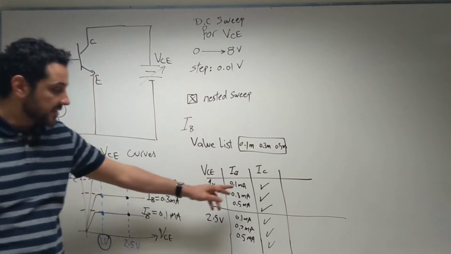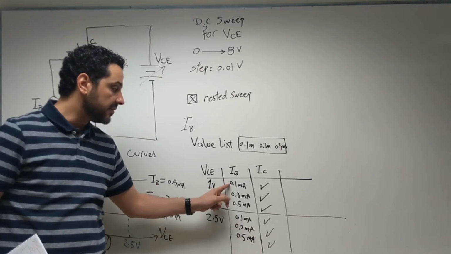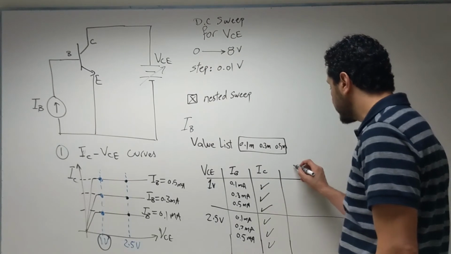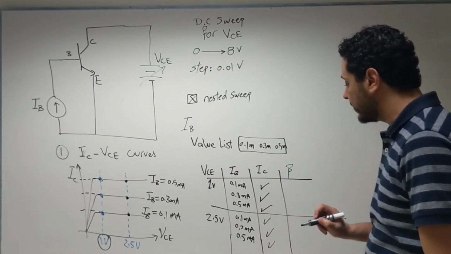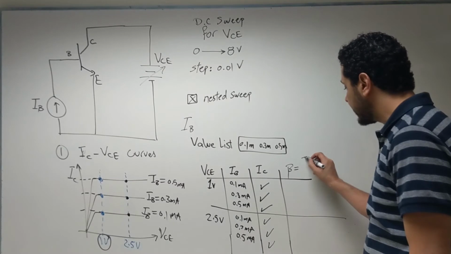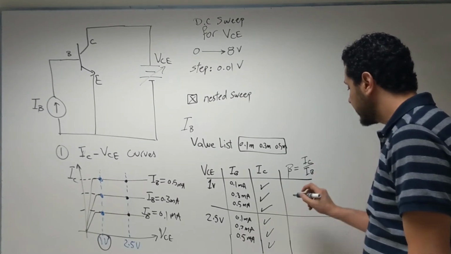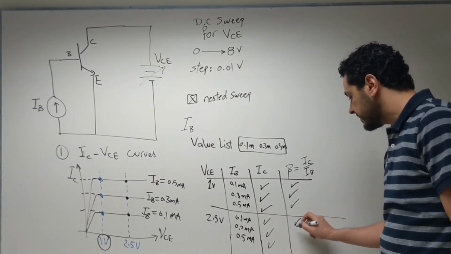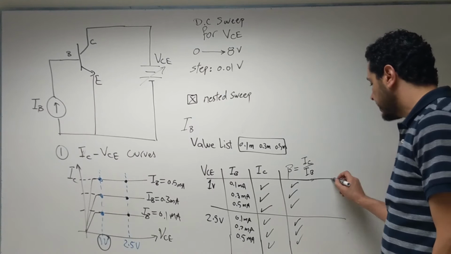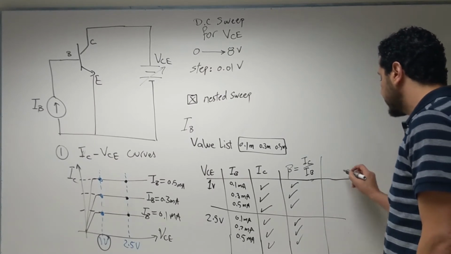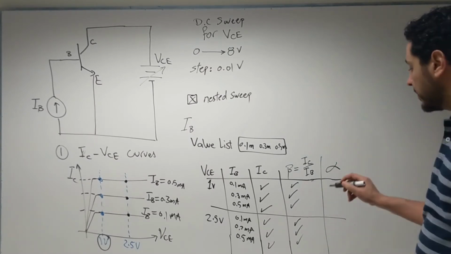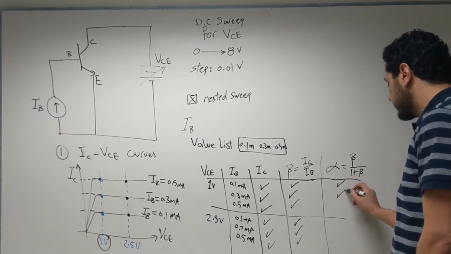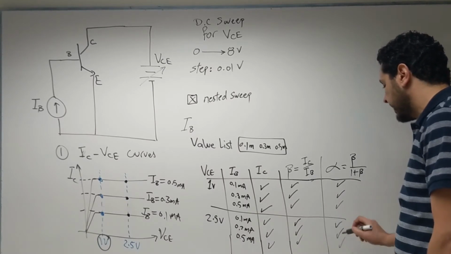Once you do that, you will have 6 points where, for each point, you have I base and IC. For each of these 6 points, you are going to calculate beta. What's beta? Beta is defined as IC over I base. So if you divide IC over I base, you calculate beta in each case. And also, from beta, you can calculate the parameter alpha, which is beta over 1 plus beta. So you will get 6 values for alpha.